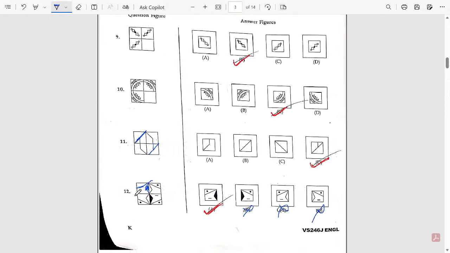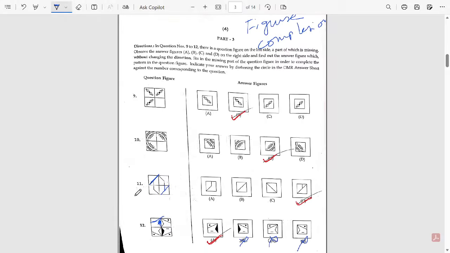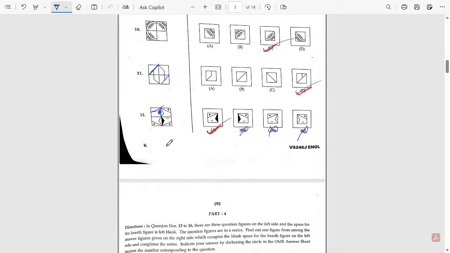So this is about what? Figure completion, that is the part 3. So always in your question paper, part 3 will be what? Figure completion. So the fourth part here, the empty part, we have to find it out. Will everyone be able to do? Okay, good. So now let's go to the part 4.